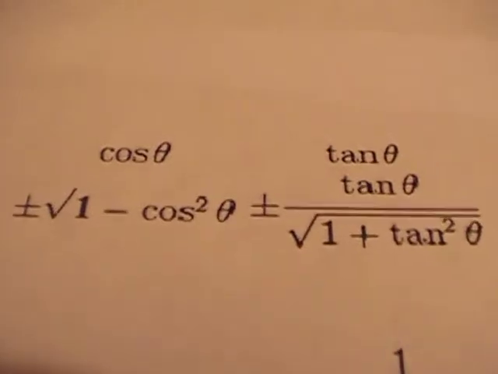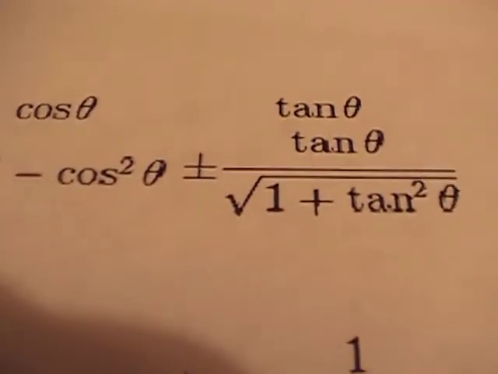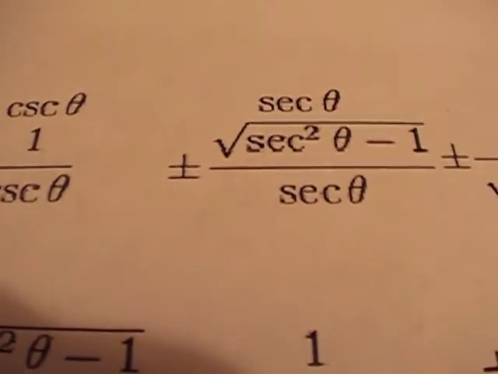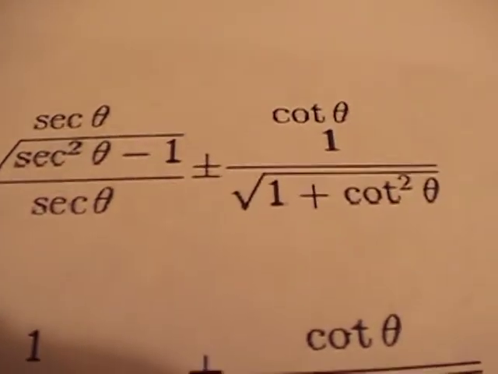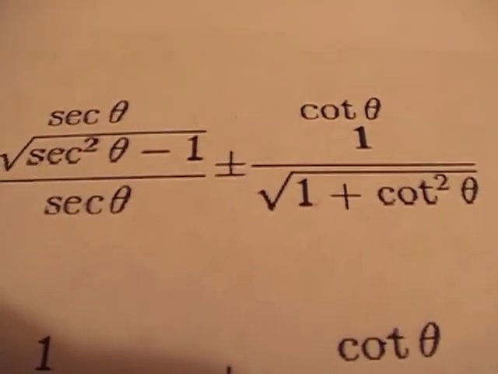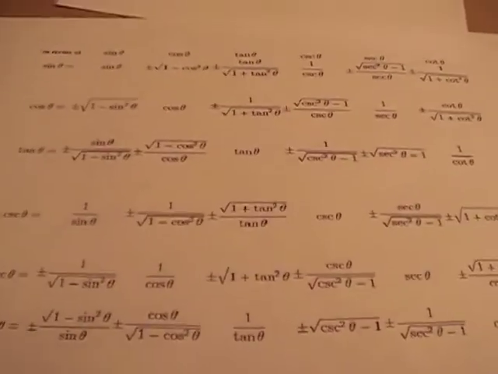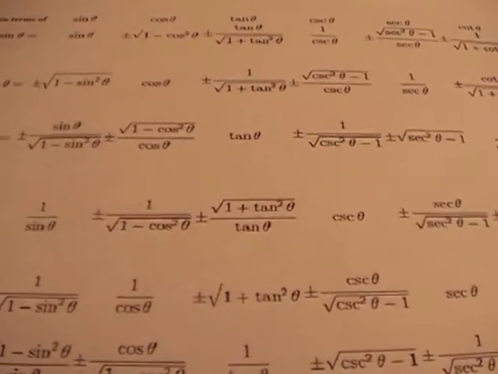So just looking at sine theta, we can rewrite it as plus or minus the square root of 1 minus cosine squared theta, plus or minus tangent theta over the square root of 1 plus tangent squared theta, 1 over cosecant theta, plus or minus the square root of secant squared theta minus 1 over secant theta, plus or minus 1 over the square root of 1 plus cotangent squared theta. And the same goes for all the rest of the 7 functions. And these are just the most simplified forms. There are, in fact, in theory, infinite different ways you could describe each 7 different functions.